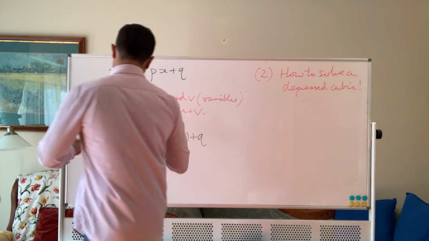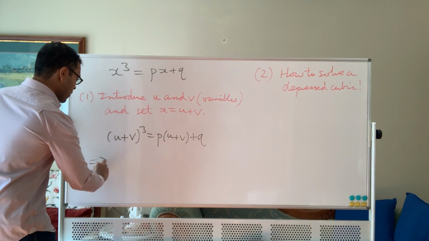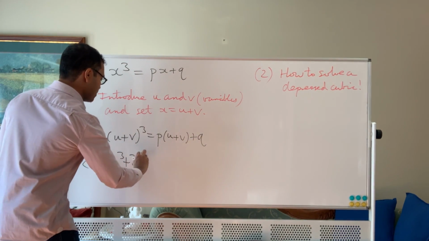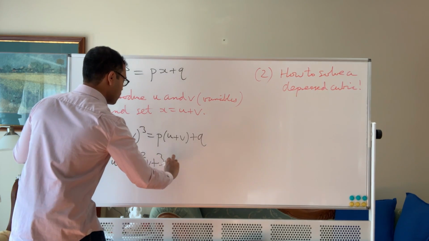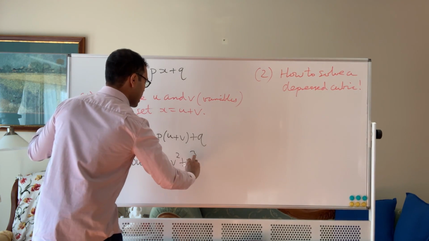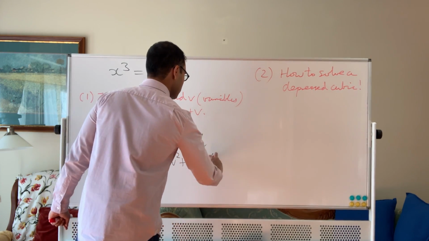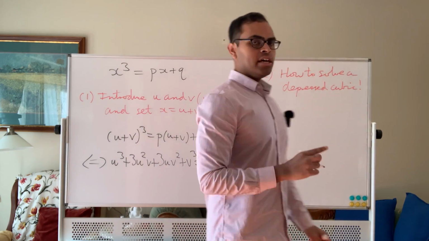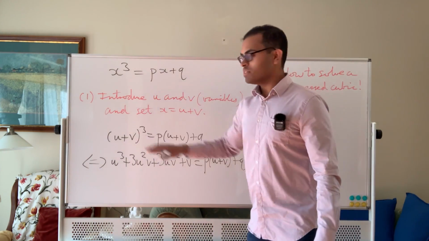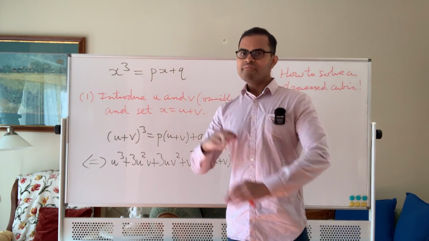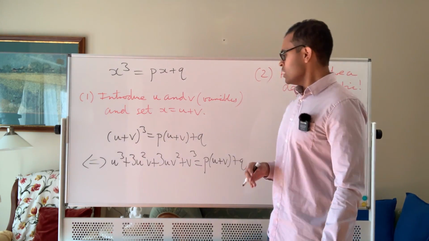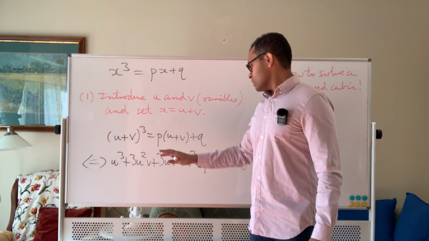Let's simplify this. u plus v cubed is going to be u cubed plus 3u squared v plus 3uv squared plus v cubed, and that's going to equal p times u plus v plus q. I've used the binomial theorem here to find u plus v, the whole cubed. I have videos on that in my channel, so check them out. Links will be in the description.